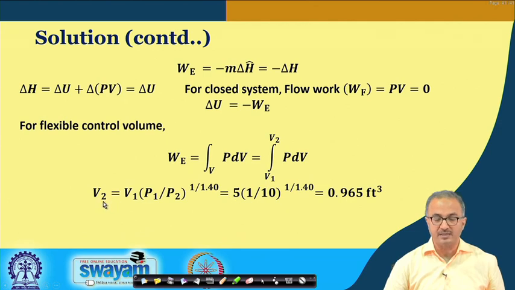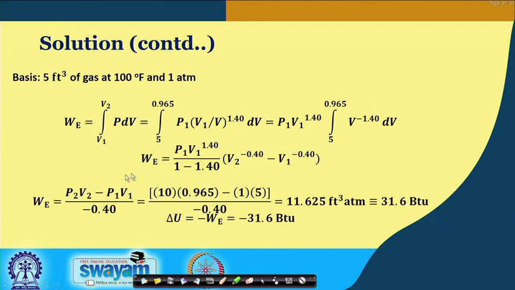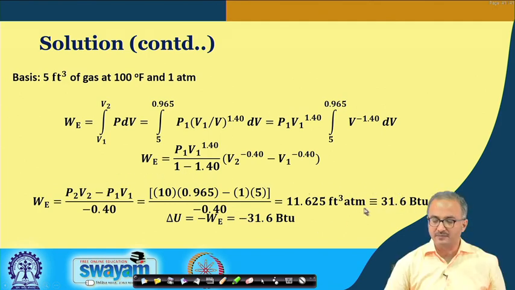Now, what we find here is that the final volume V2 is obtained from the given expression, and this is the volume. So, now doing this particular integral from the initial volume to the final volume, we find that this is the expression for the work done, and this is the value of the work done.